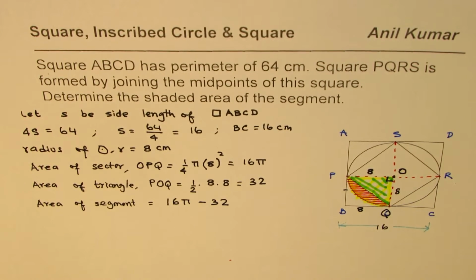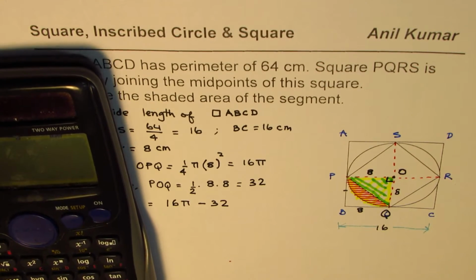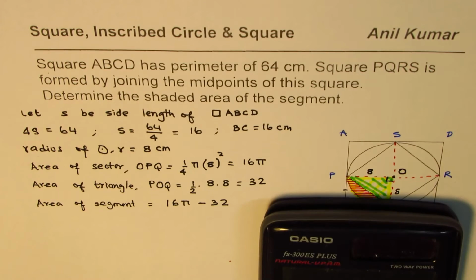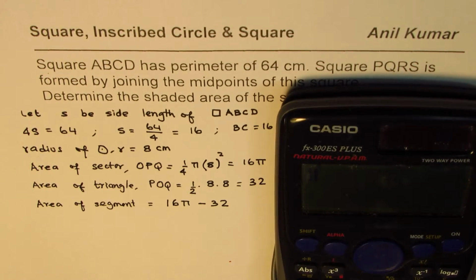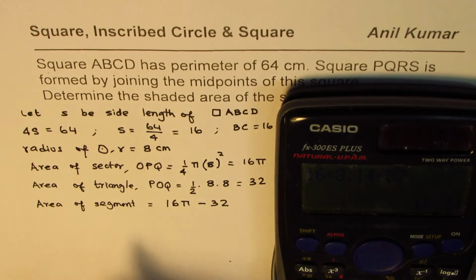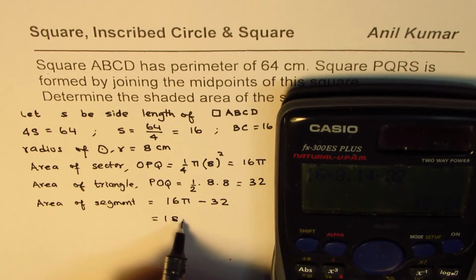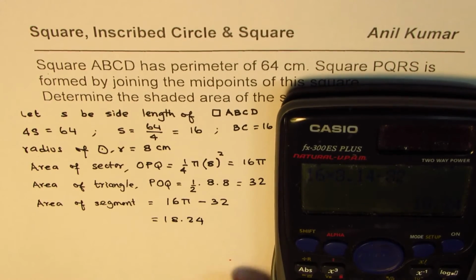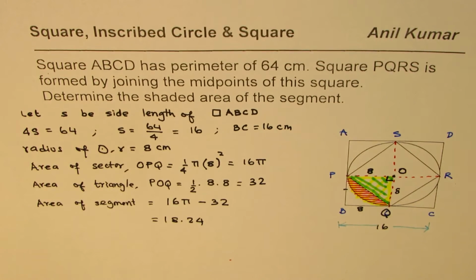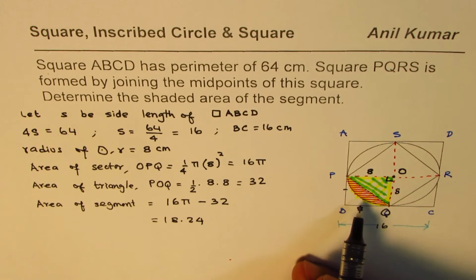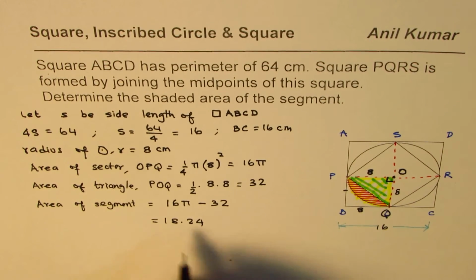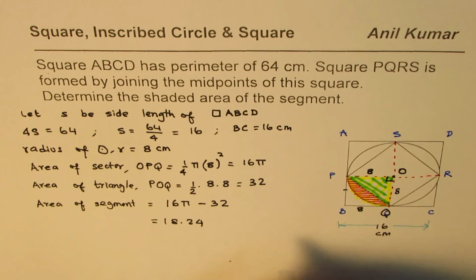We can always use the calculator and find it to 2 decimal places. So we have 16 pi, so 16 times 3.14 can be used, minus 32. That gives you in decimals 18.24. So the area of the segment in this particular case is 18.24. The units will be centimeters squared.